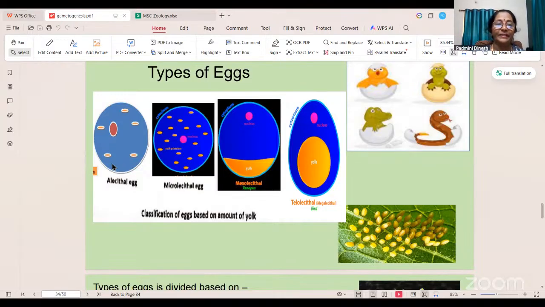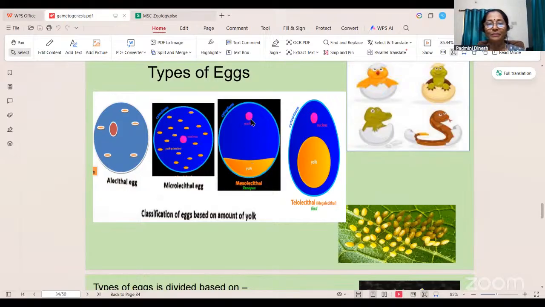Alecithal: A means absent, lecithal means the amount of yolk that is present. Absence of yolk is called an alecithal egg. Micro means there is a very small amount of yolk present. That is the pronucleus, and the blue color one is the cytoplasm. So a less amount of yolk is called microlecithal. Mesolecithal is when a medium amount of yolk is present in the egg.